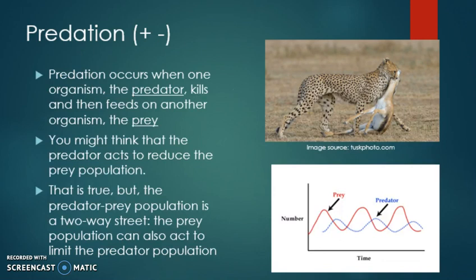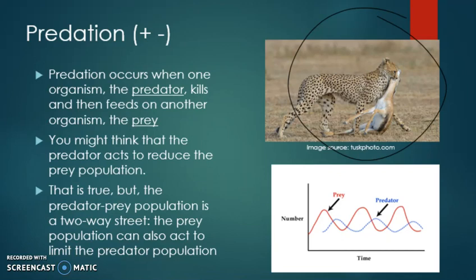Our first relationship is predation. Now, as you can see in the picture right here, oops, pen's not working again. There we go. We see a cheetah and a gazelle, and the cheetah is killing and is going to eat the gazelle. That is the essence of predation. One organism kills and then feeds on another. The one that does the killing is called the predator. The one that is killed and eaten is called the prey.